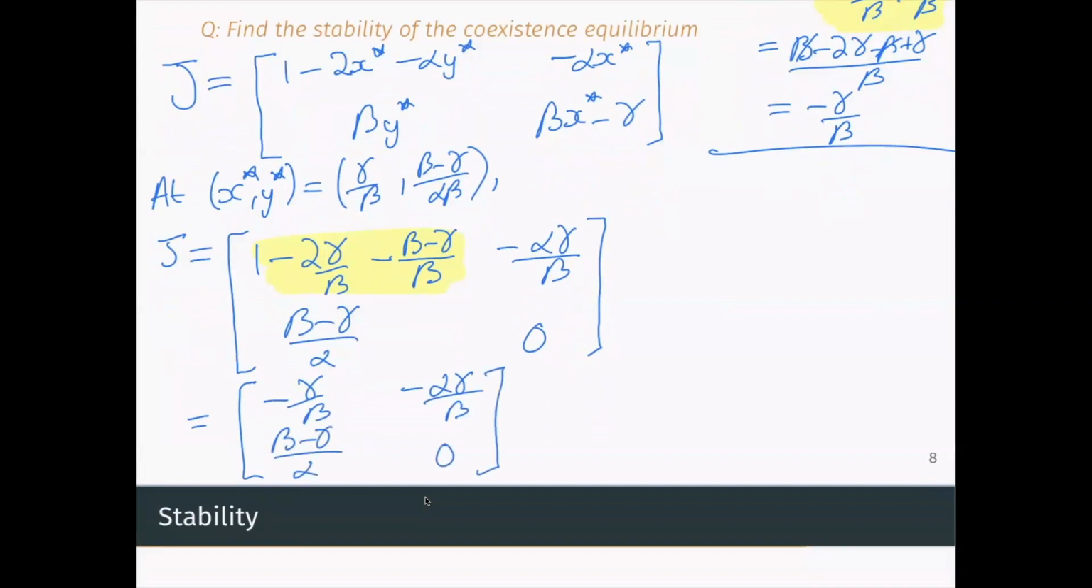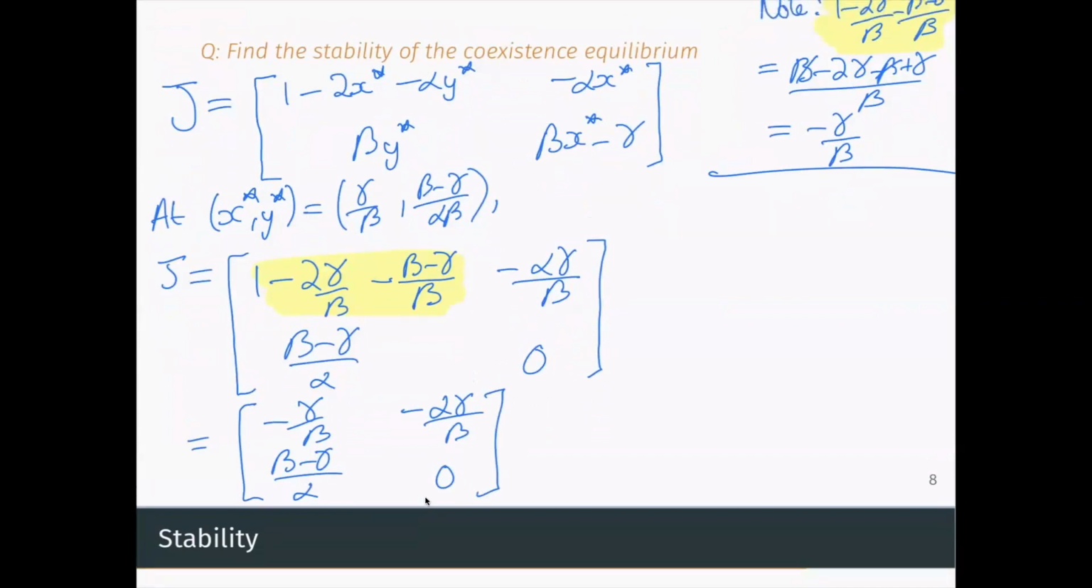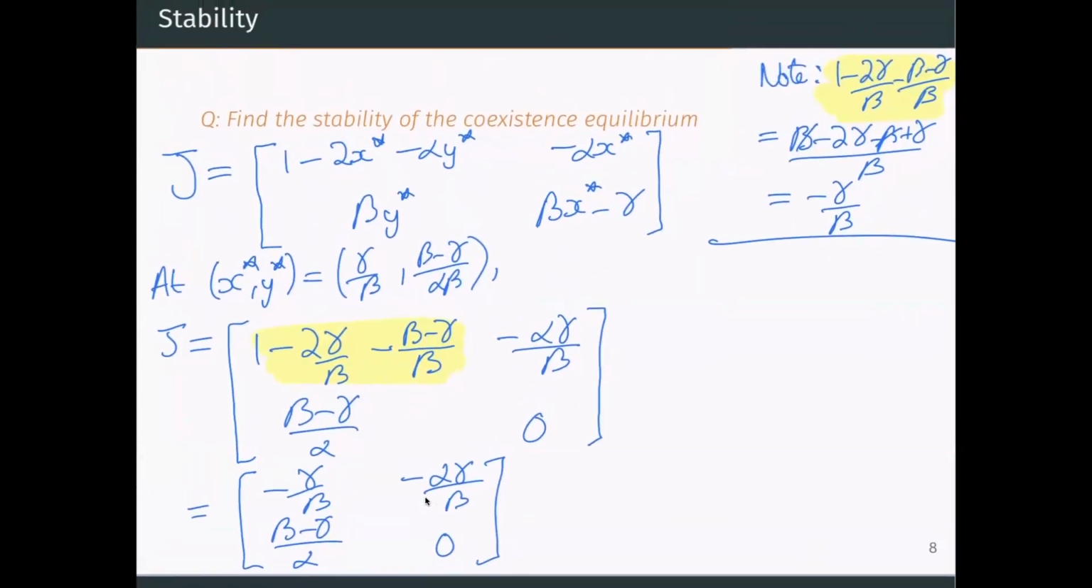Okay, so at this point, we can't just read off our eigenvalues. We can either look at our trace and our determinant to work out the sign of our eigenvalues, whether they're real or complex, or we can just calculate them using the characteristic equation. I will work out the trace and the determinant here, because it's a little bit easier. The trace is going to be just minus gamma over beta. Gamma and beta are both positive constants, so our trace is always negative.